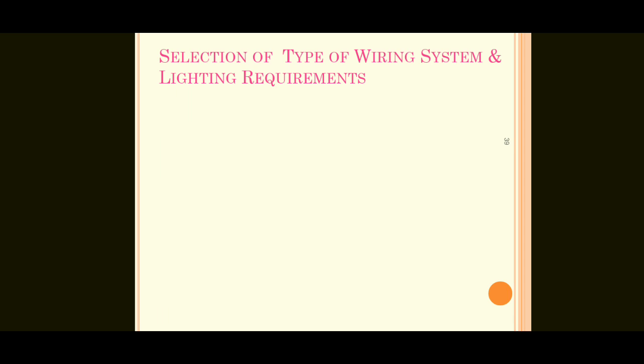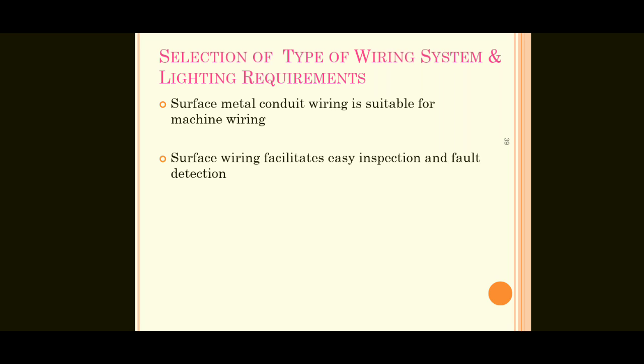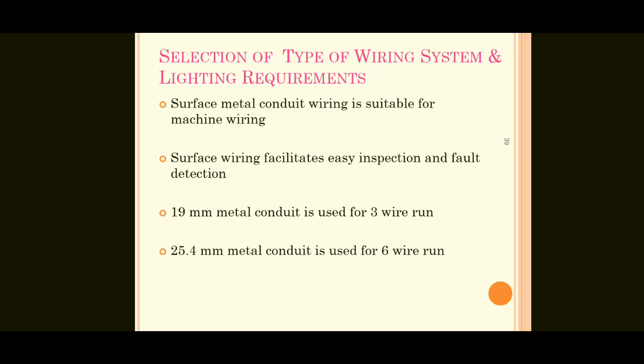Next one, selection of type of wiring system and lighting requirements. Surface metal conduit wiring is suitable for machine wiring. Surface wiring facilitates easy inspection and fault detection. 19 mm metal conduit is used for a 3-wire run. 25.4 mm metal conduit is used for a 6-wire run. Lighting load is installed in a separate phase.